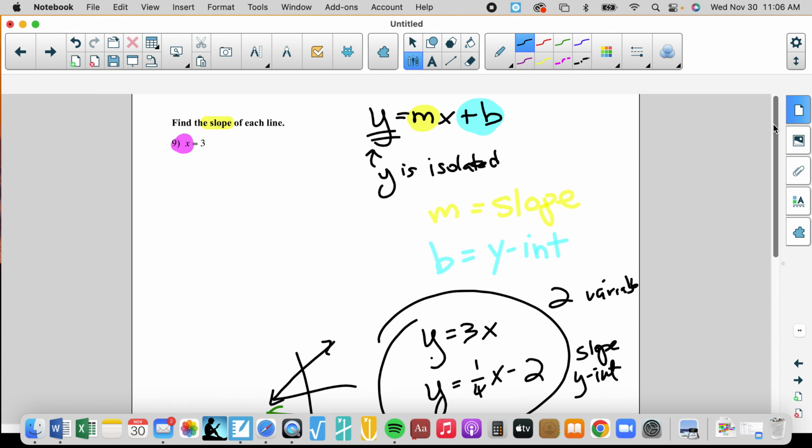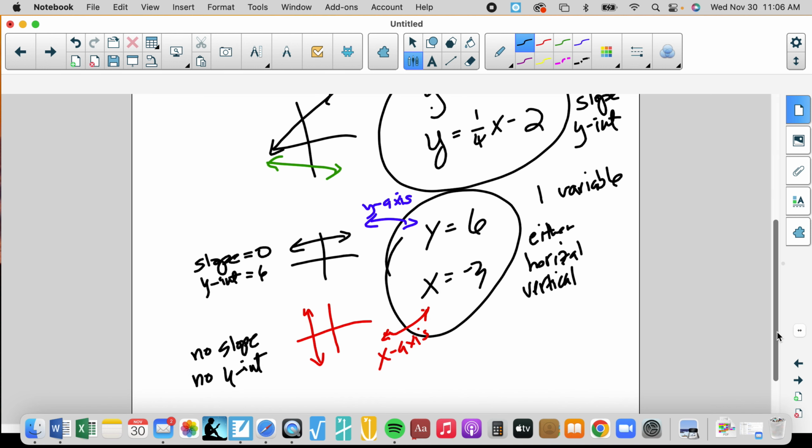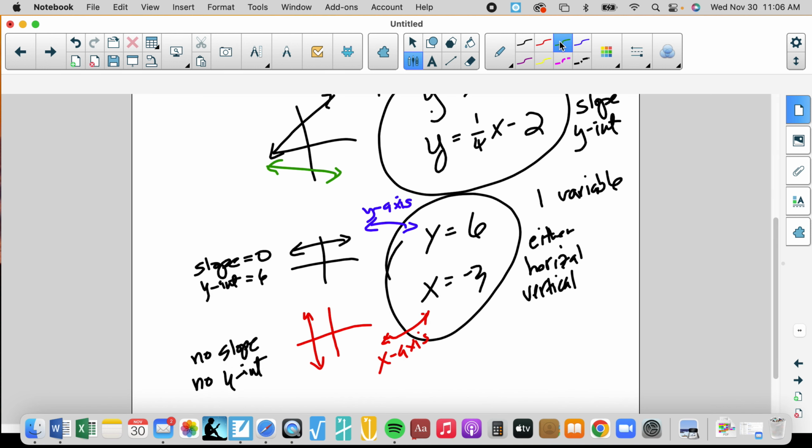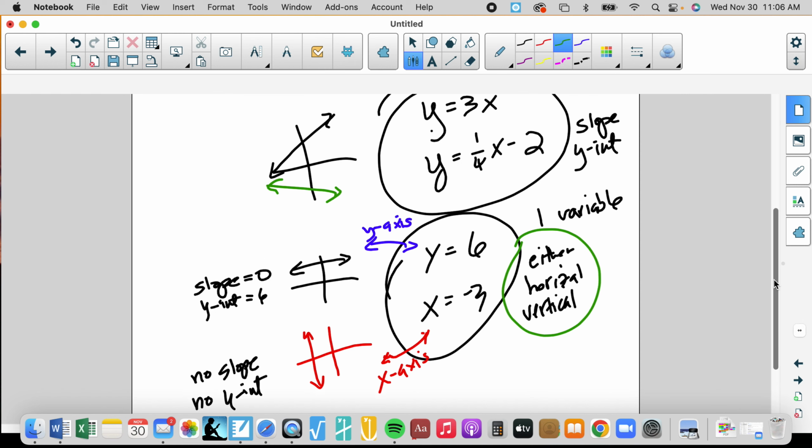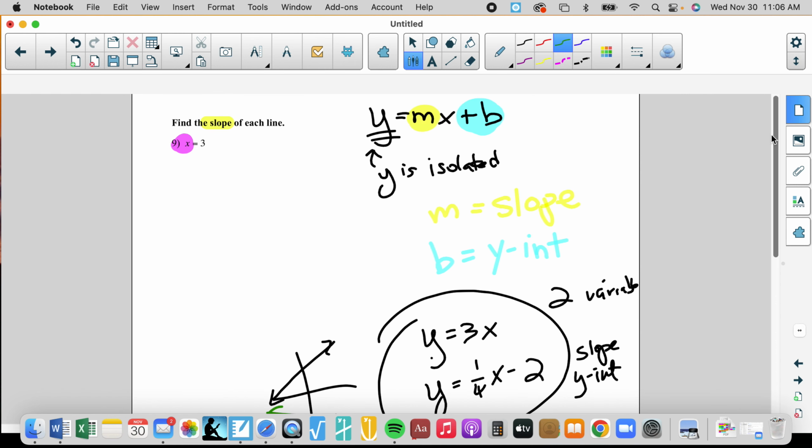So notice this equation has one variable, so we should be aware that it's either going to be horizontal or vertical. And in this case, it's x, so it's going to go through the x-axis, so it's going to be straight up and down. And this is going to have no slope because it's going to be a vertical line.